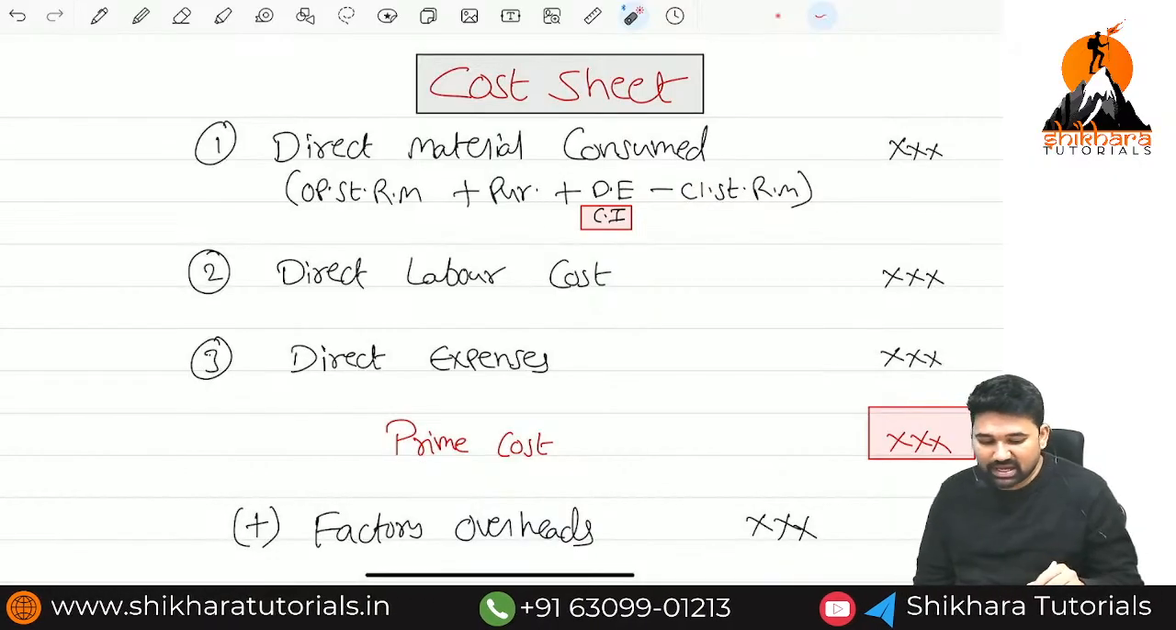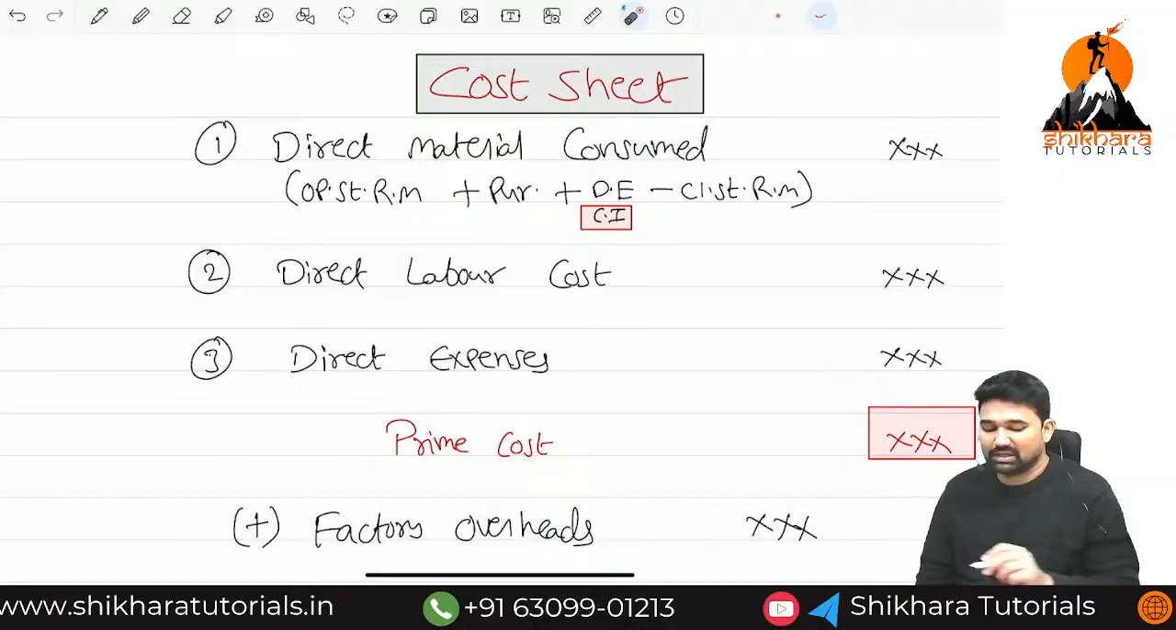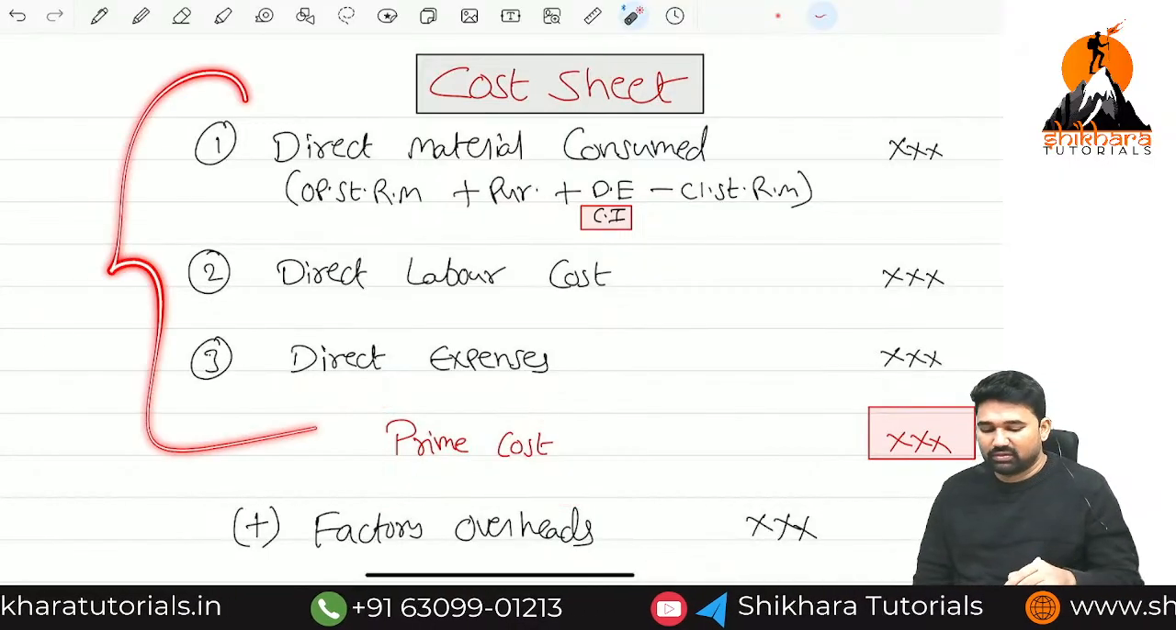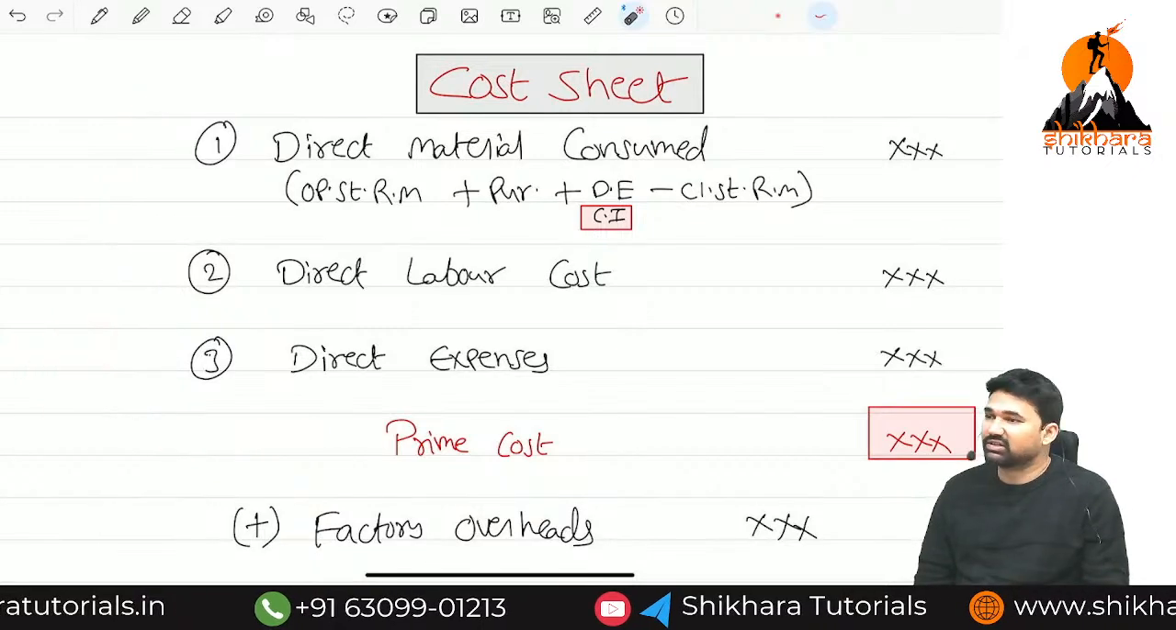And the second one is direct labor cost. Third one is direct expenses. These give rise to prime cost. 3% of the cost sheet is done.